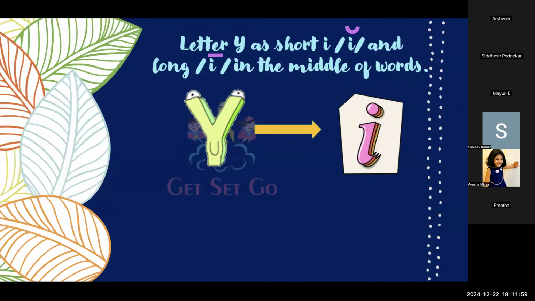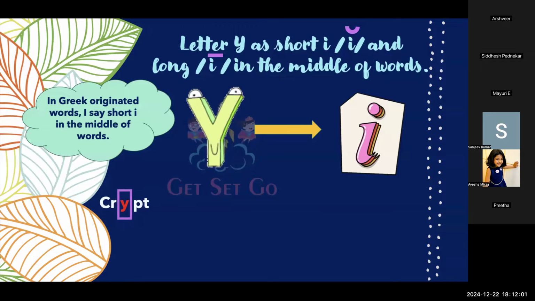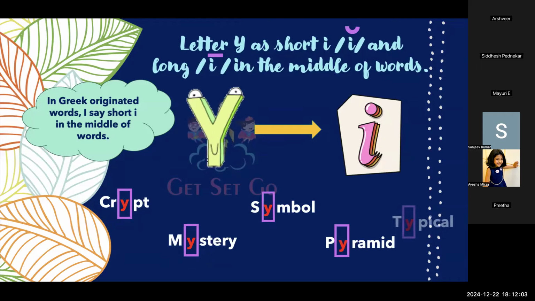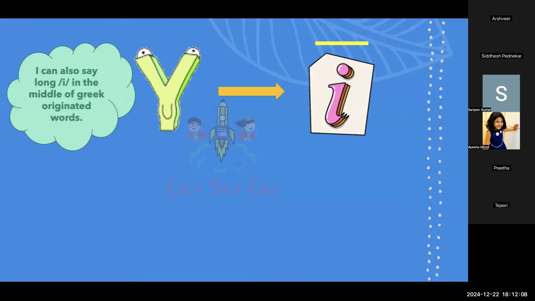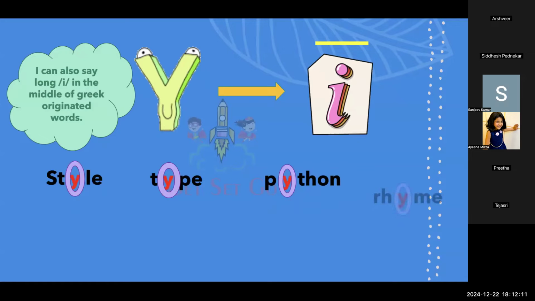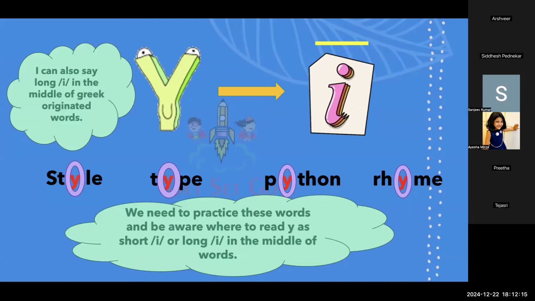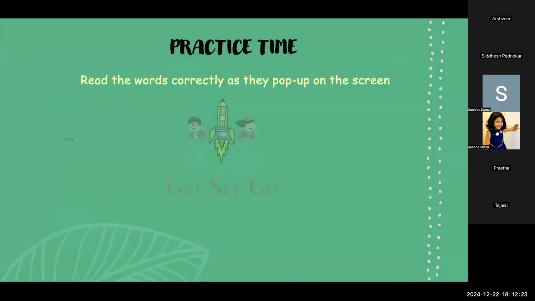Then you will see Y as a short I sound, because the words are Greek originated and they have taken from that language, from that script. Then it even says long I sound in words like style, type, Python, and the reason is given again: middle of Greek originated words. So we need to practice these words to be aware whether to read Y as short I or long I in the middle of the words. So practice time again, words are popping up. We can tell children to read the words correctly. Okay, typical, how will they read? So you can even check their reading ability here, whether they have understood the rule or not.